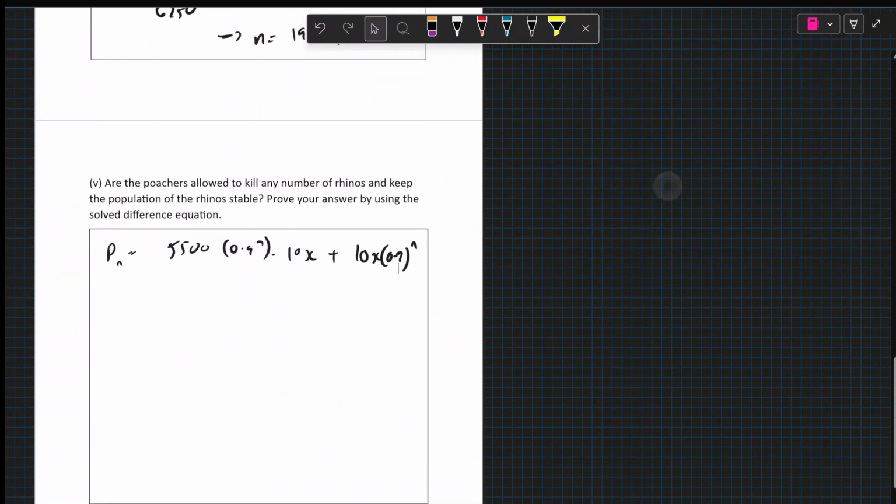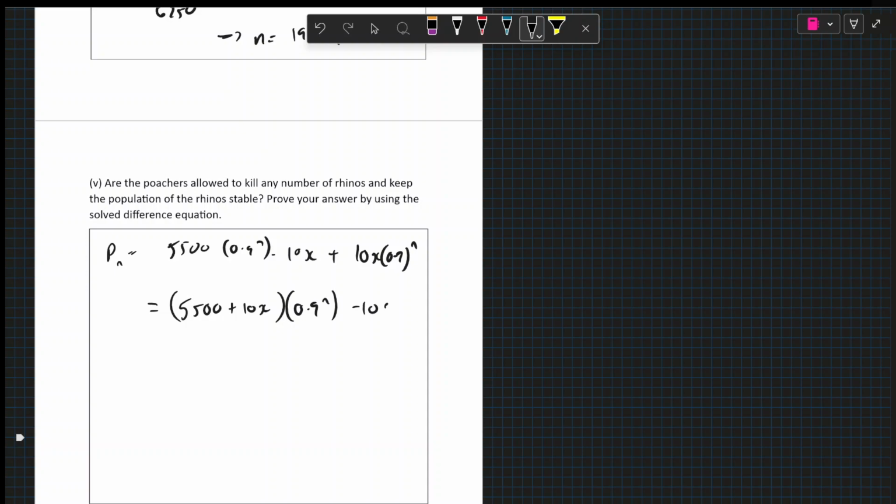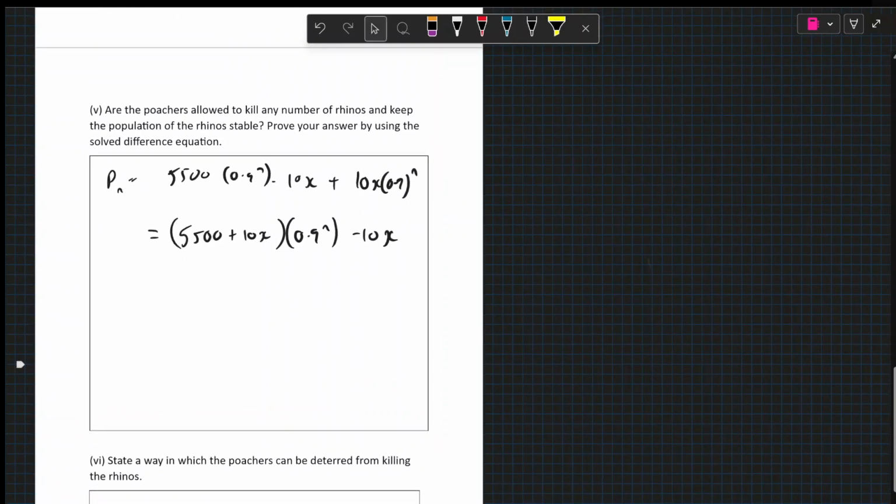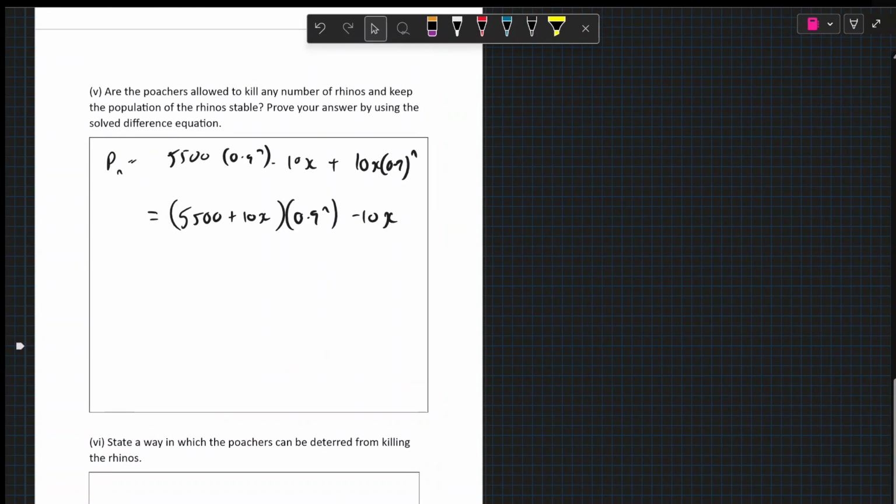So once we combine that together, the general equation for x animals poached, we actually get 5500 plus 10x times 0.9 to the power of n minus 10x. So what we want is that the growth of this is to outpace this 10x.